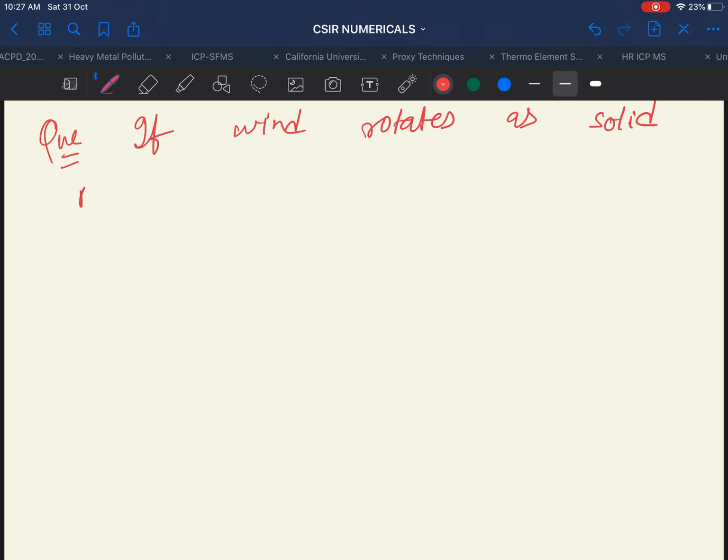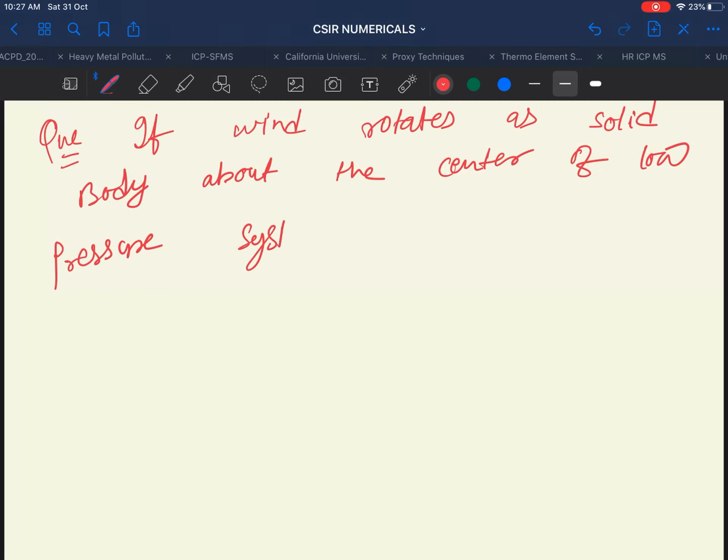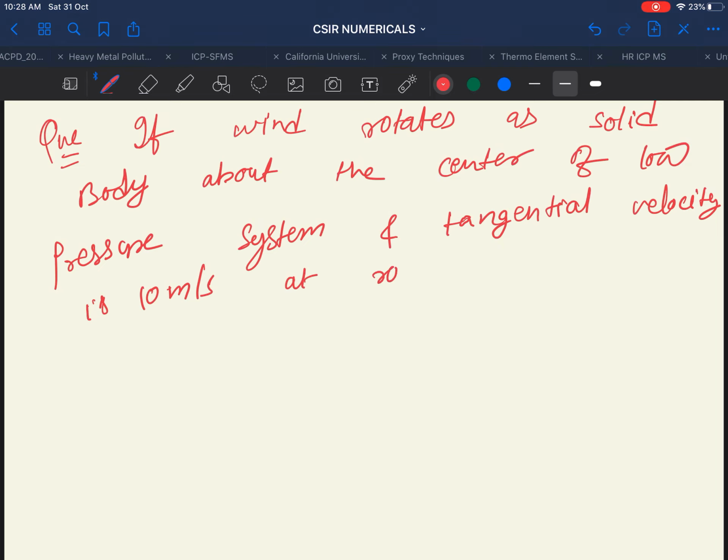Okay, now the question is, again it is from section C. If wind rotates as a solid body about the center of a low pressure system and the tangential velocity is 10 meter per second at radius 300 kilometers, then find the relative vorticity.